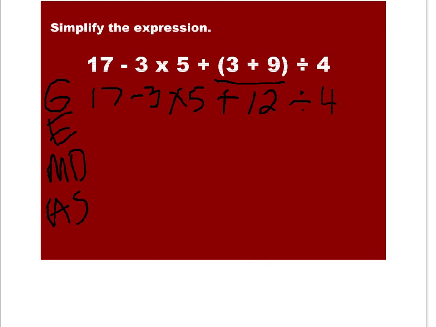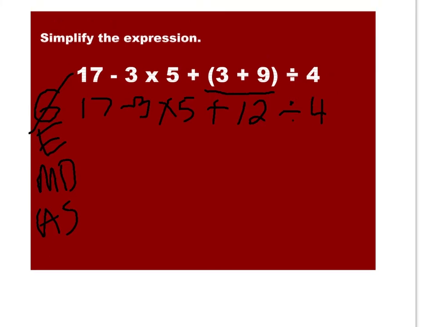Next, I'm going to look through the problem, and I don't see any more parentheses or grouping symbols, so I'm going to cross off the G. My next letter is the E, and on the E, that would be exponents, and I do not see any exponents. So now I'm going to go to multiply, divide. Again, when I get to multiply, divide, I'm going to go left to right, and what I'm going to do is look at the 17 minus 3, so that's a minus, so I'm going to skip that.